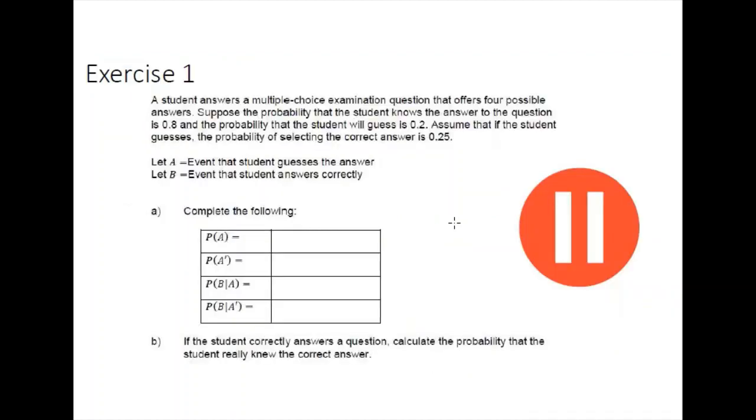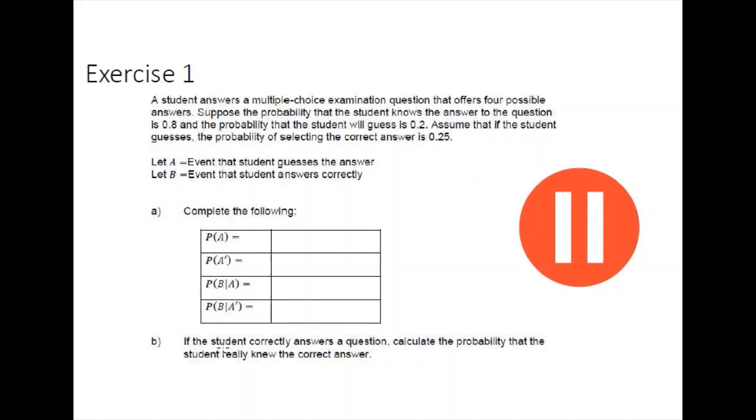Now, another exercise. A student answers a multiple choice examination question that offers 4 possible answers. Suppose the probability that the student knows the answer to the question is 80%, or 0.8, and the probability that a student will guess is 0.2. Assume that if the student guesses, the probability of selecting the correct answer is 0.25. So complete the following table.